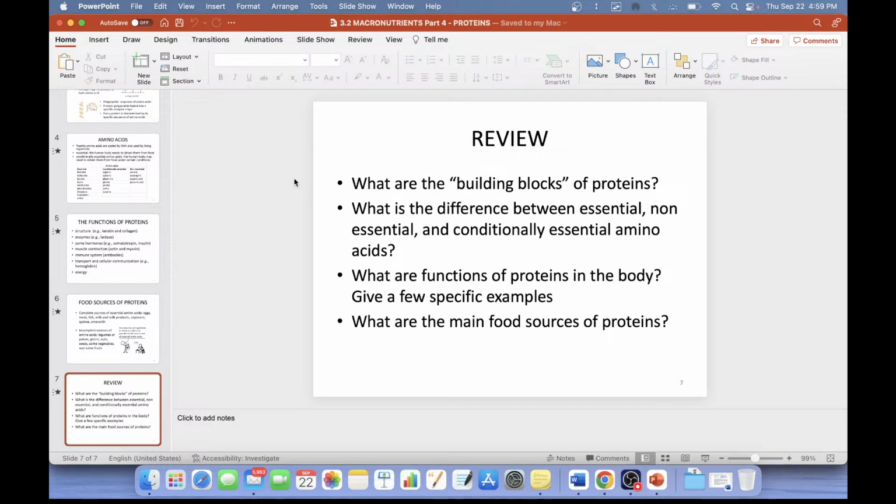What are the building blocks of proteins? Amino acids. What is the difference between essential, non-essential, and conditionally essential amino acids? I'm going to leave the answers to you. You can find them in the slides. If you cannot find them in the slides or in the readings, then ask me.